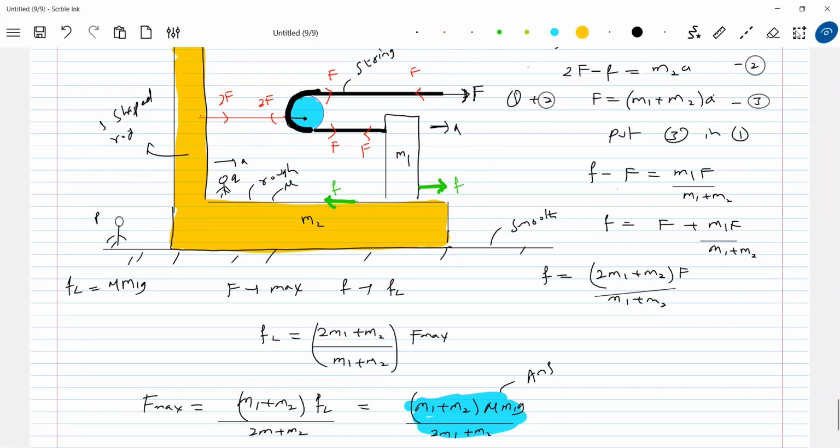Then no slipping occurs. That was the condition we assume. So therefore, first I'll write acceleration is equal to applied force by m1 plus m2. Then what about the rod m2? On the rod m2, 2F force is acting friction, so it will move towards right. There's no problem with the rod. What about the block? With respect to rod, it will move in this direction, but with respect to ground, it should be towards right because for no slipping.